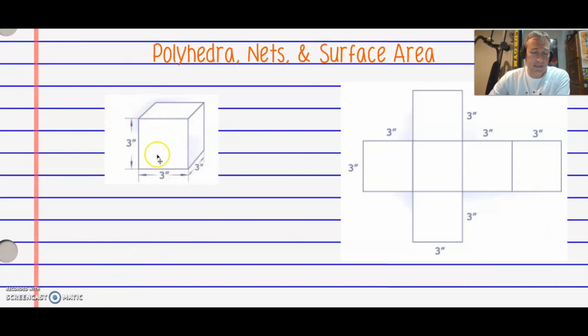You recognize this as a cube, something you'd see like a dice or a sugar cube or something like that. And this cube has 3-inch sides, so everything is 3 inches around. So this side's 3, this side's 3, this side's 3. So every side is 3 inches.